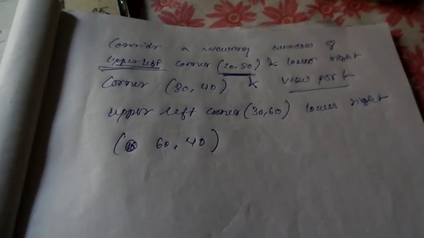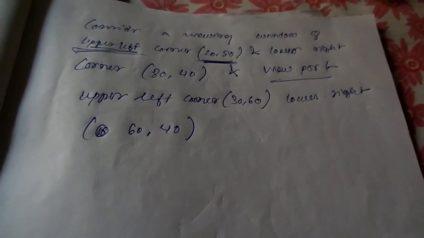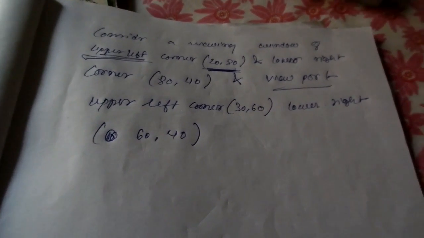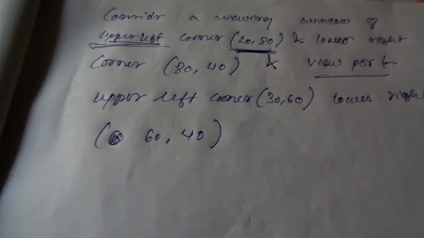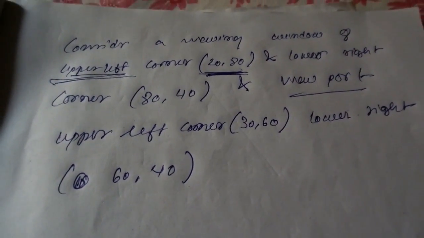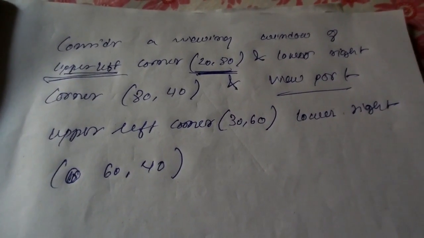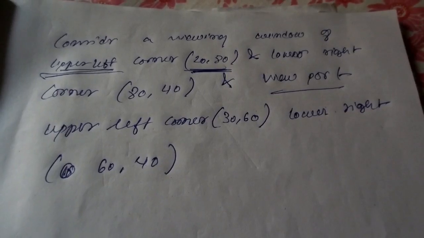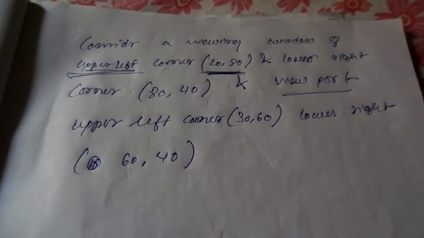Simple. So let's do a small problem on the tutorial we just learned on viewport and window port. So this is the question. It says: consider a viewing window with upper left corner 20,80 and lower right corner 80,40, and a viewport with upper left corner 30,60 and lower right corner 60,40. So let's see how we can do it.